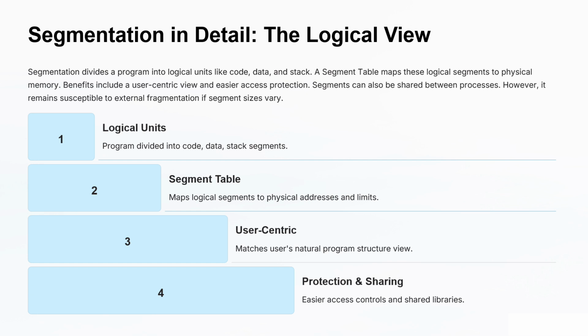Unlike paging, segmentation divides a program into logical units like code, data, heap, and stack. Each segment is mapped through a segment table which contains the base address and limit of that segment. This provides a user-friendly structure and better access control, especially in shared systems. Segments can be independently protected and shared among processes, which makes it ideal for systems with shared libraries. But if segments are of different sizes, external fragmentation can still occur. So, while more intuitive, segmentation needs additional handling by the OS.